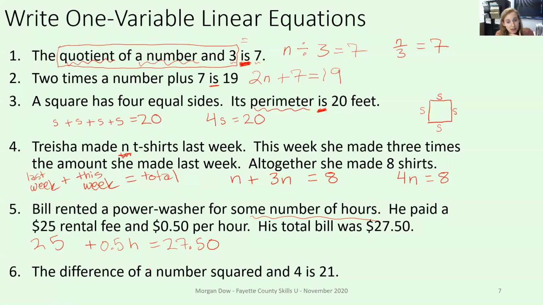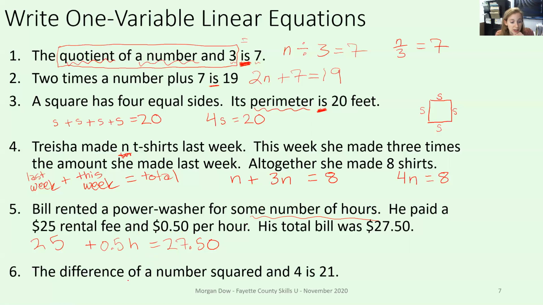Now again, I want you to notice here that for each of these examples, we are not trying to figure out what the missing value is yet. All we're doing is we're trying to write out an equation. What we're going to be doing next is seeing how we solve those equations.